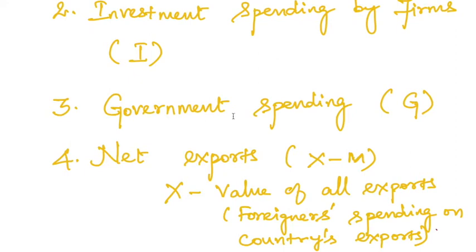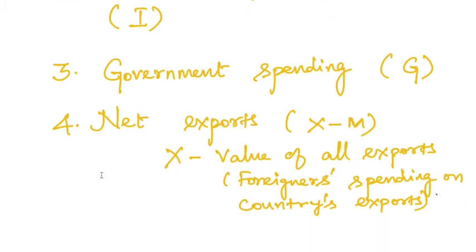And the third component is government spending. Government also spends money on many things. It provides merit goods, it constructs airports, and it spends money on public goods and so many other things. For example, right now the coronavirus is going on, and if the government is opening many hospitals, then that is government spending, and it is denoted by G.